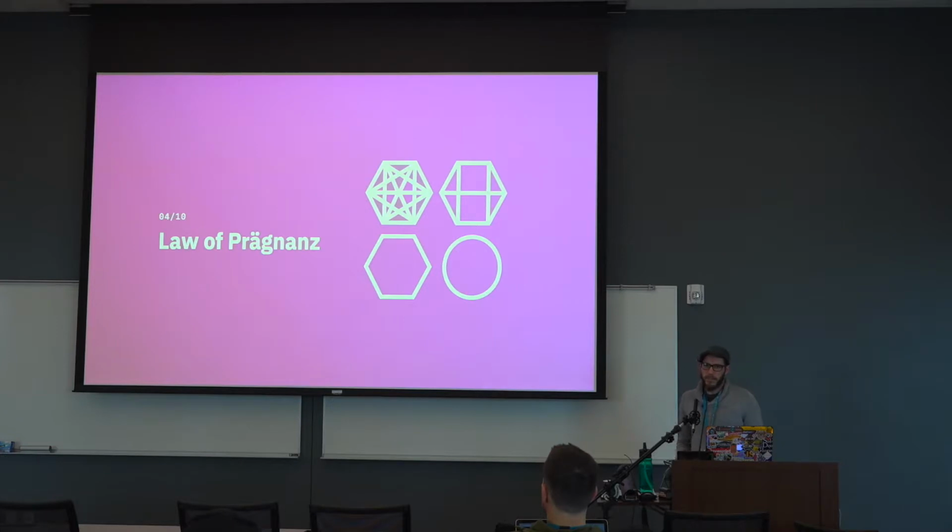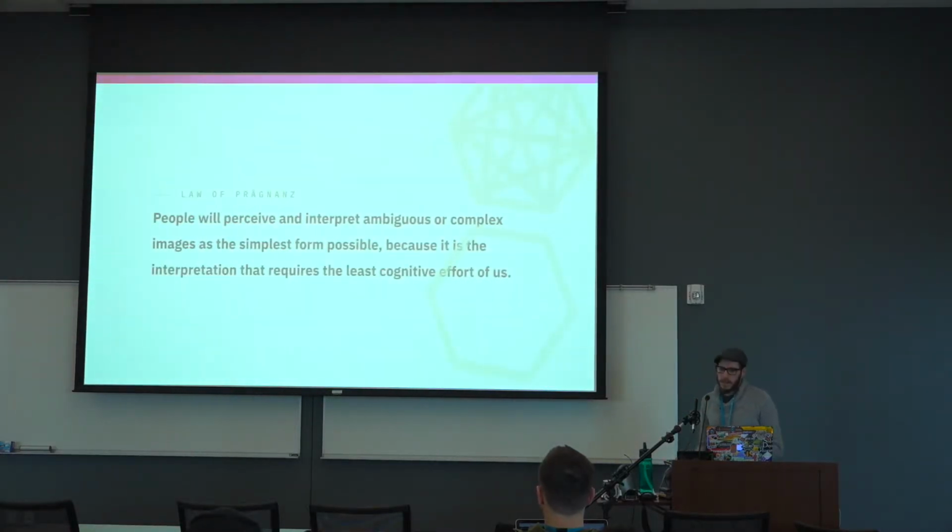If you've ever studied Gestalt Theory, you'll probably know about this one. Humans prefer things that are simple, clear, and ordered. And Prägnanz, I think I'm saying that correctly, it's also a German word. It means good figure. I like to think about it as just simplicity. The human eye tends to reduce the complex into simple concepts to decrease cognitive load. It states that people perceive and interpret ambiguous and complex images as the simplest form possible because it's the interpretation that requires the least cognitive effort on us.